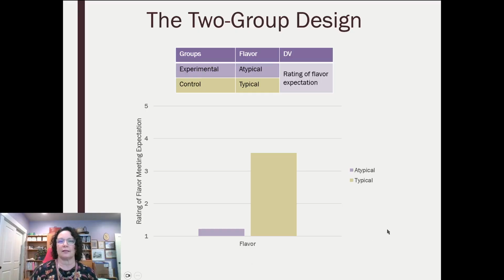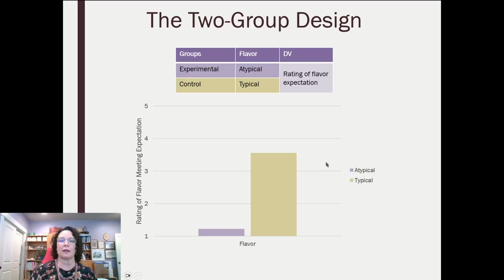My last class that I did this with, I compiled the data. Up here in this first little table, you can see that I've got the experimental and the control group. I sort of arbitrarily assigned the experimental group as the atypical flavor, because it's not common to get Tabasco flavored jelly beans, so that made sense. And then the control group got the typical flavor, which is cherry. And then the dependent variable is the rating of the flavor expectation. How well did that flavor meet their expectation?